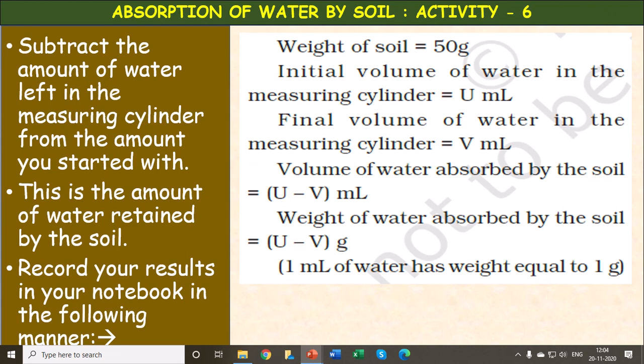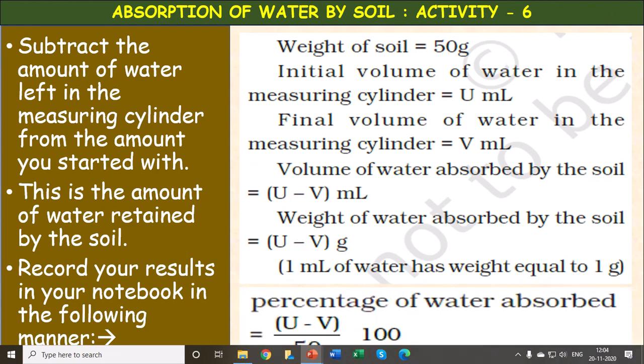Okay, so by doing this calculation, 1 ml of water has weight equal to 1 gram. 1 ml is equal to 1 gram. So the percentage of water absorbed, you have to calculate now. Now that weight is calculated, for the percentage of water absorbed, another formula you have to use. What is the simple formula? Capital U minus capital V by 50 into 100. It gives the percentage of water absorbed by the soil.